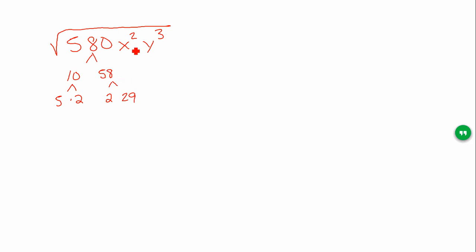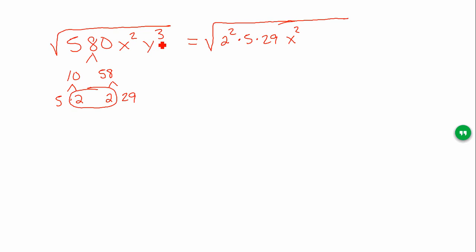All right. The x squared, I'm going to leave that as an x squared. And I'll explain why here in a second. So I would have 2 squared times 5 times 29. And then I'm going to leave that as an x squared. But the y to the third, I'm going to break that apart. And if you want to break it apart into y times y times y, and then group 2 of them so that you see it breaks apart into y squared times y, that's all right as well.